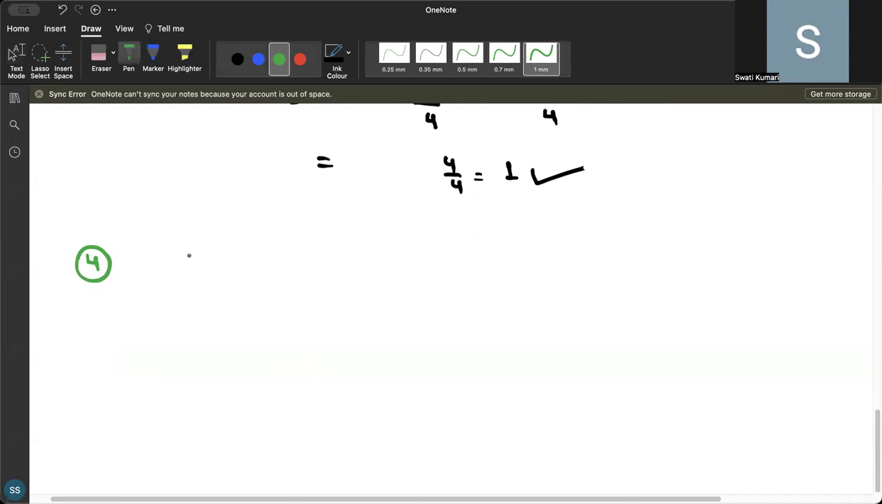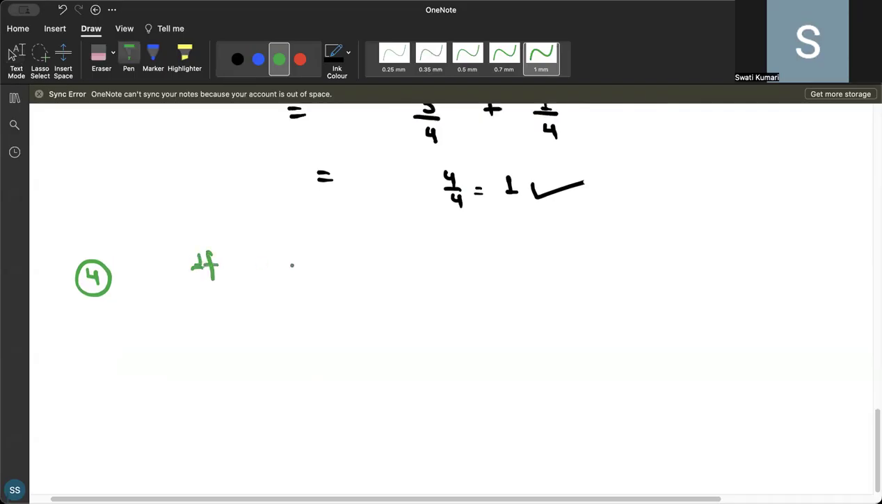The next question is if cos A. Oh, I'm so sorry. Don't think that I'm sleepy. No, I'm not feeling sleepy at all. It's just that OneNote is not supporting properly.